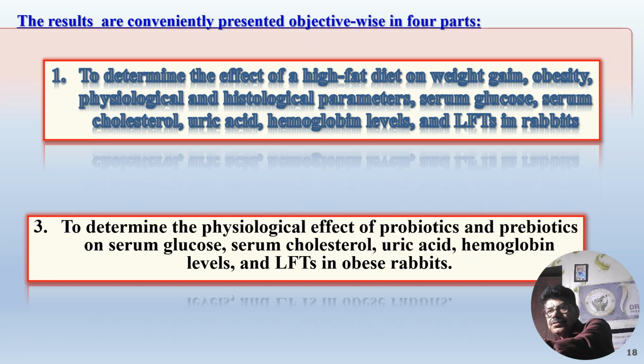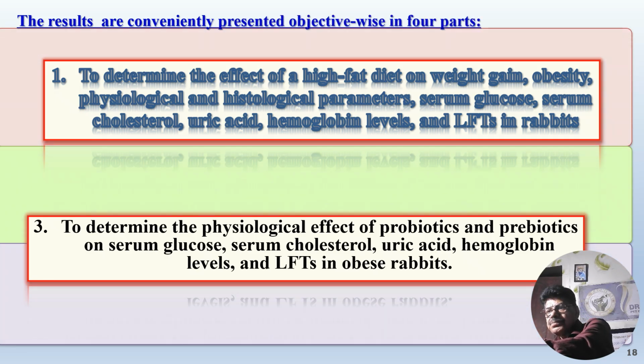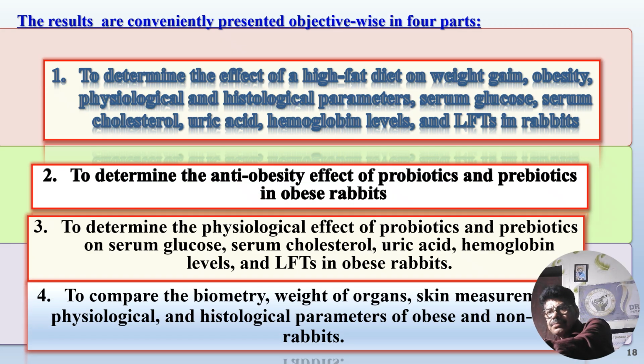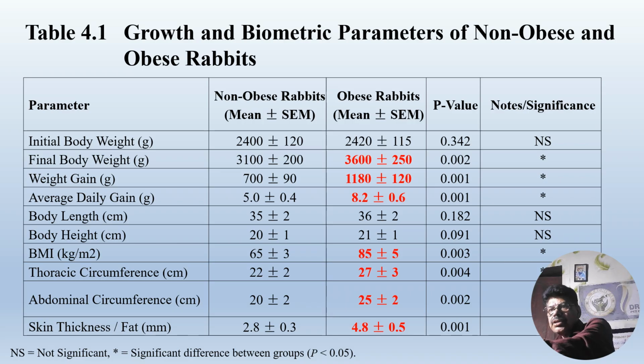To determine the physiological effect of prebiotic and probiotic on serum glucose level, serum cholesterol level, uric acid, and hemoglobin, the results have to be seen over here. We have discussed that already. Now the fourth objective: to compare the biometry, weight of the organs, skin measurement, and physiological and histological findings.